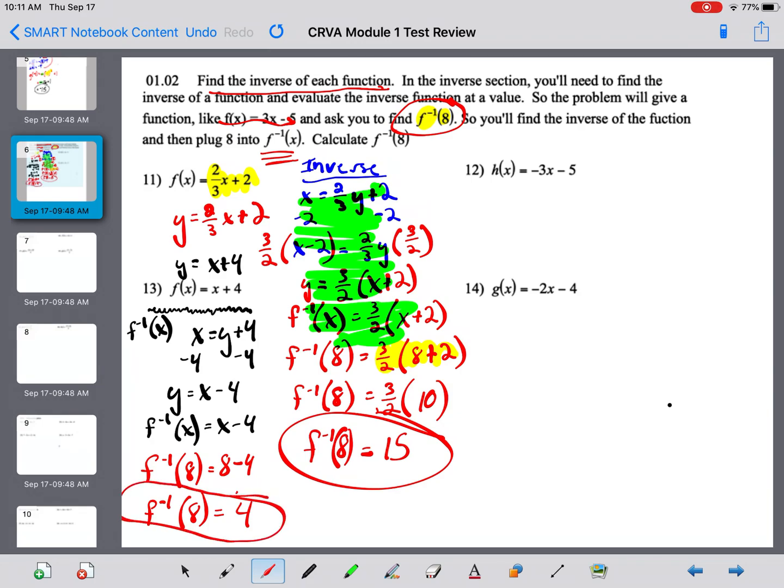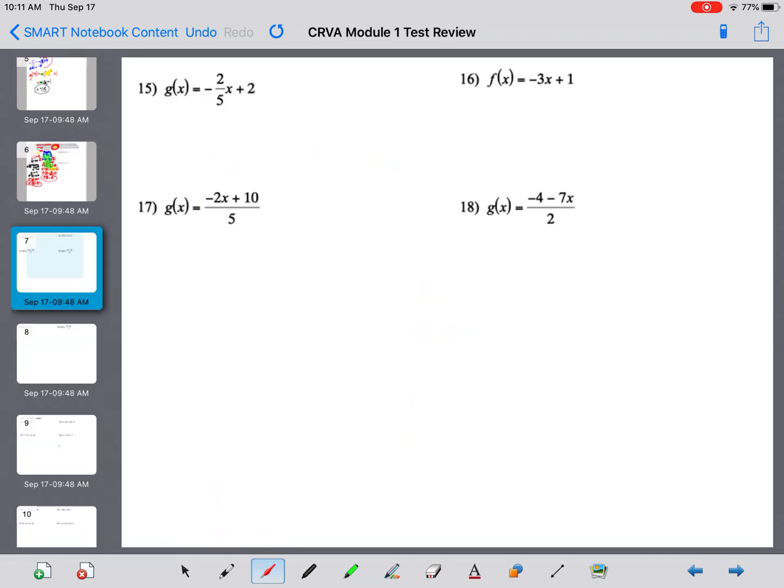Let's keep trying that a little more. Again, we could think of this as y equals -2/5. I like to put the negative sign up top.